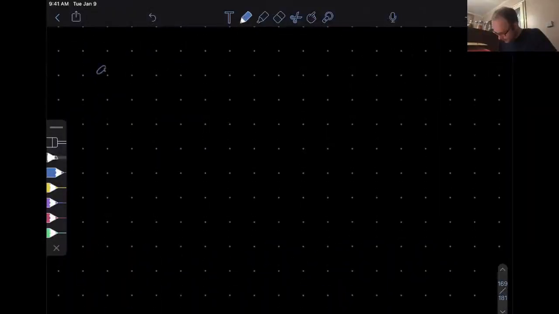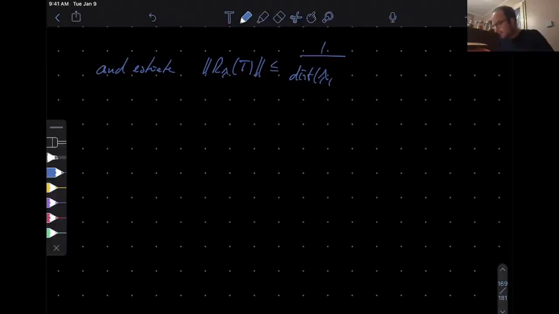And we also estimate, that's easy. So the operator norm, I claim, cannot exceed 1 over the distance of lambda to all your t_n's. Okay, so why is this? Okay, let me write this out.